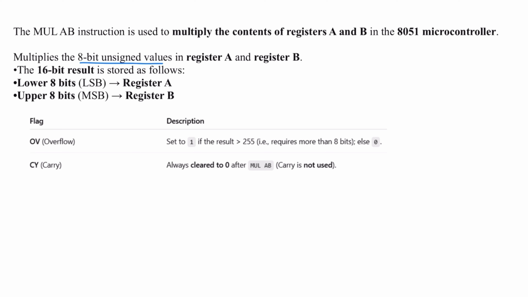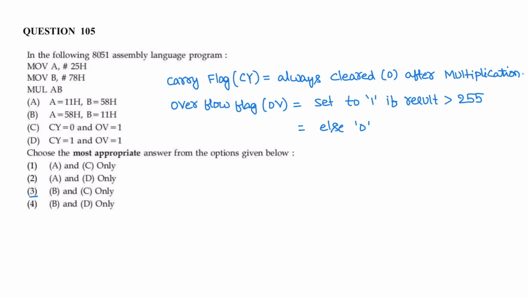The 16-bit result is stored as follows. Lower 8 bits are stored in register A, upper 8 bits, MSB, stored in register B. The overflow is set to 1 if result is greater than 255 and carry flag is always cleared after multiplication. Carry flag is always 0. Overflow is set to 1 if result is greater than 255, else overflow is 0. Carry flag is always cleared after multiplication. That's the first thing we need to remember. And the second thing is overflow flag is set to 1 if result greater than 255. It is set to 0 if result less than 255.